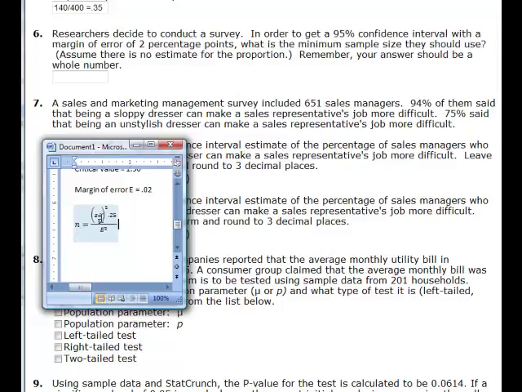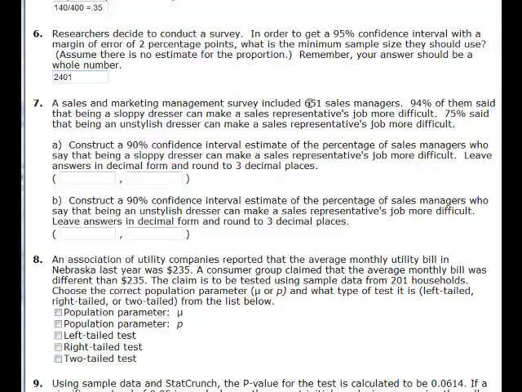We have n equals z of alpha over 2 squared times 0.25 divided by e squared. So in place of the z of alpha over 2 right here, we're going to put in 1.96. In place of the e, we put in 0.02, and that gives us a value of 2,401. And it comes out to be exactly that, so we don't have to do any rounding at all.